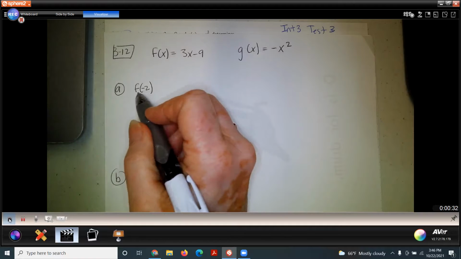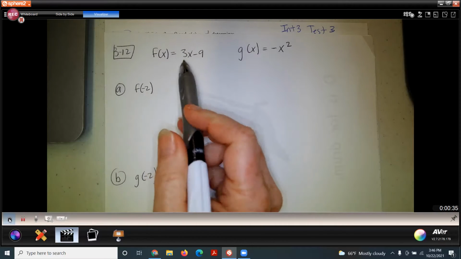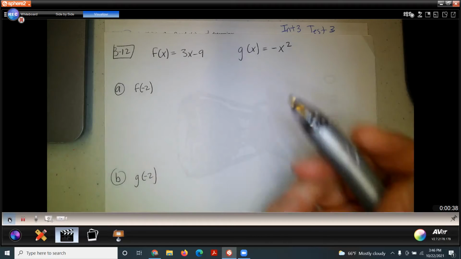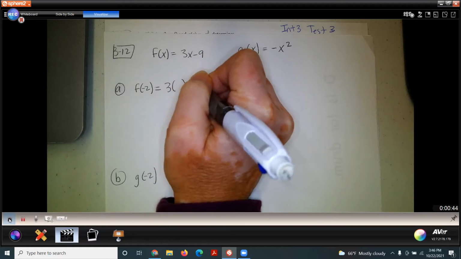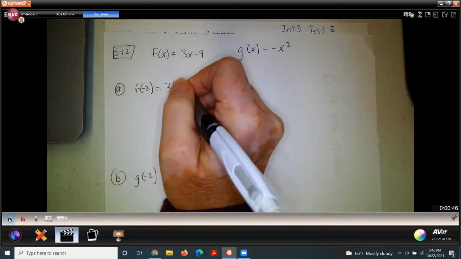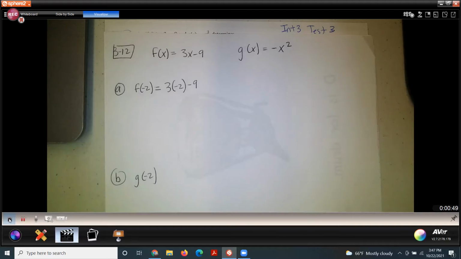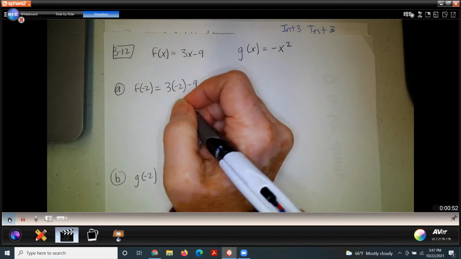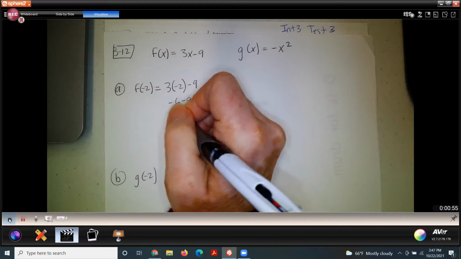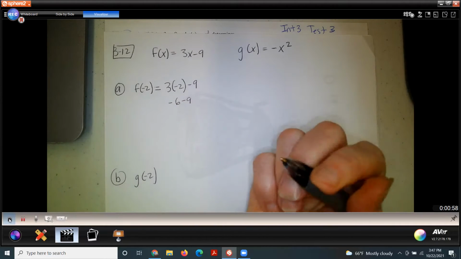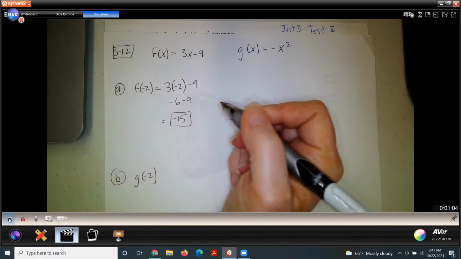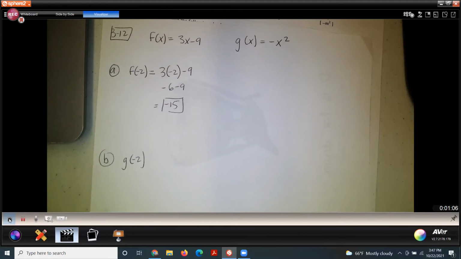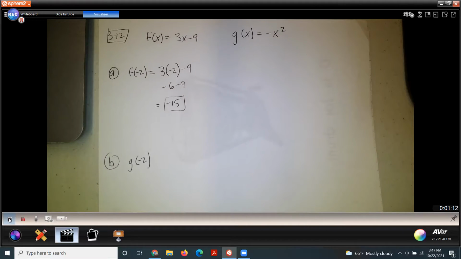So if f of negative 2, I have to make sure I use this f function, not the g function. And then what this wants me to do is just plug in, wherever I see an x, plug in a negative 2. And then I have to use the order of operations, so I have to multiply first. So 3 times negative 2 is negative 6 minus 9. And negative 6 minus 9, negative 15. I think that's right. We can check the answer. There we go. Okay.